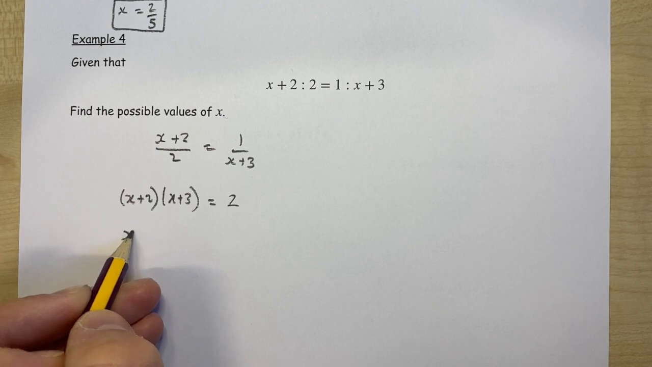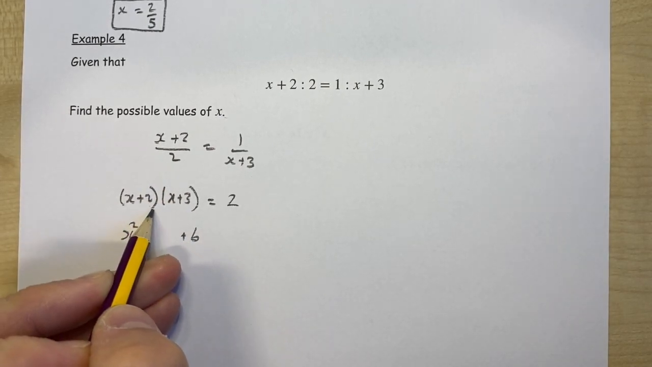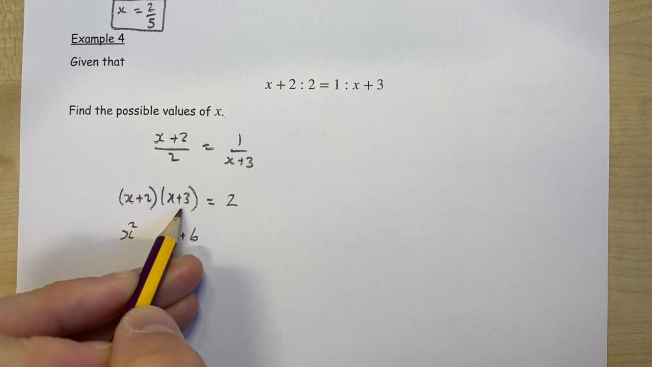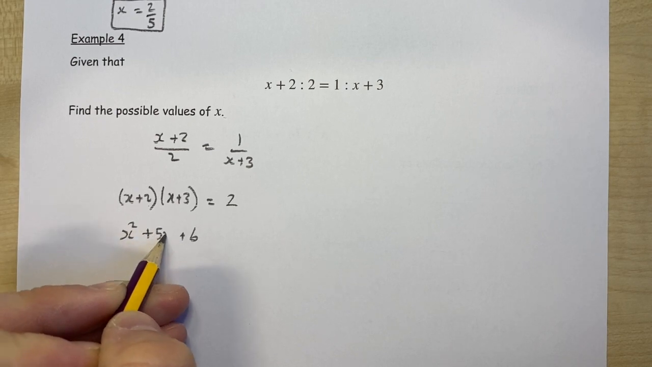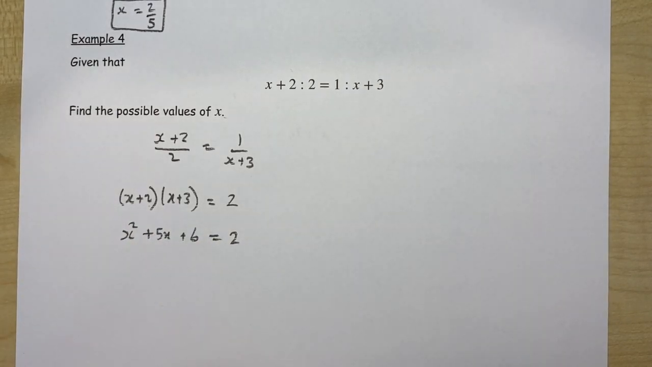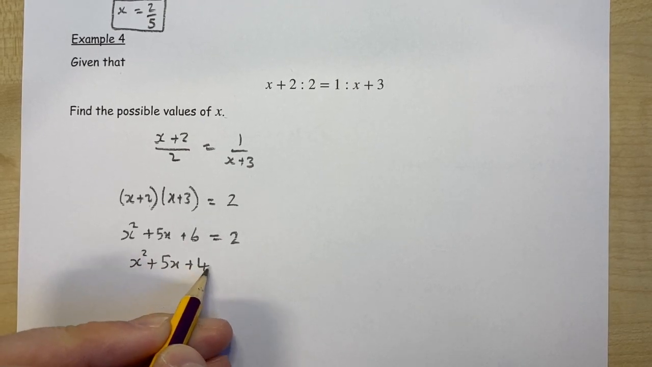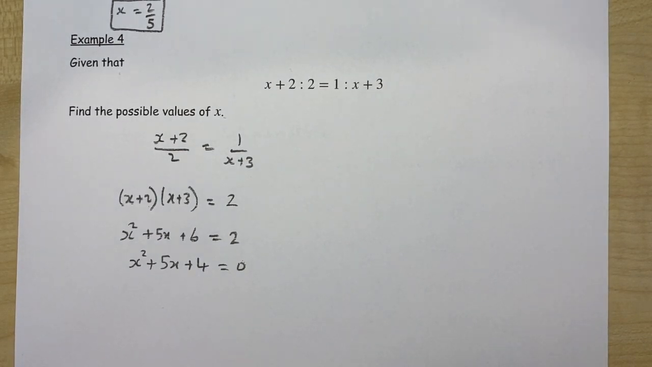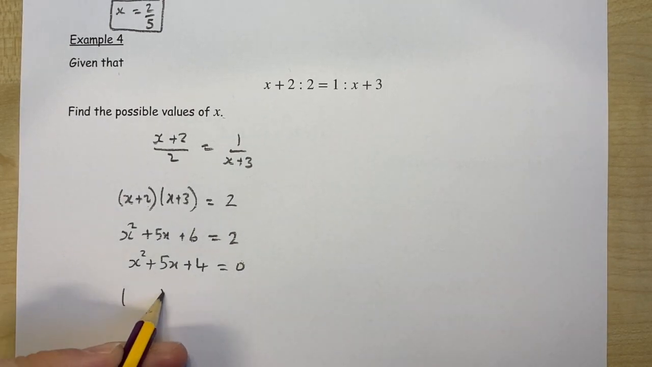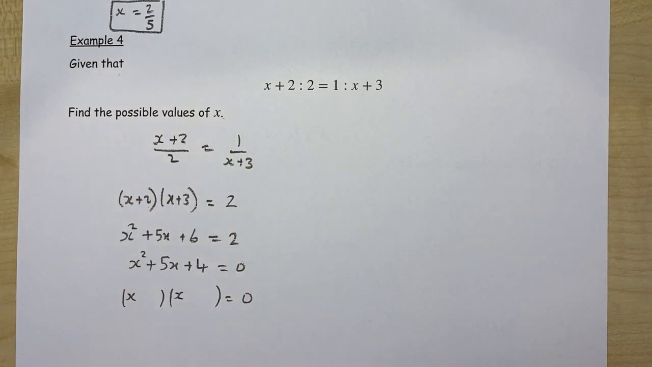X times x is x squared. 2 times 3 is 6. X times the 2 is 2x. X times the 3 is 3x. When I add them together, I get 5x. Has to equal 2. So x squared plus 5x plus 4 has to equal nothing. Doing the same as I've done in the previous, I cannot solve a quadratic unless it is equated to 0.